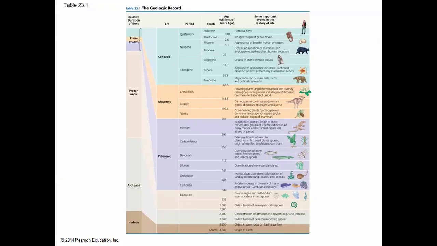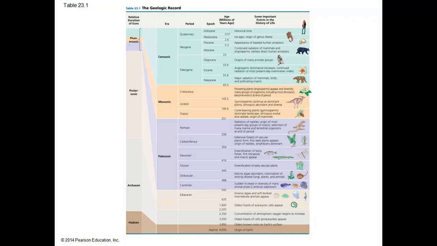Okay, here is the geologic record. There's the major eons on the far left here. We're going to get into more detail in some future slides, but there's the Phanerozoic, Proterozoic, Archaean, and Hadean. And what I want you guys to know most about is the Phanerozoic. The Phanerozoic includes the Paleozoic, Mesozoic, and Cenozoic.